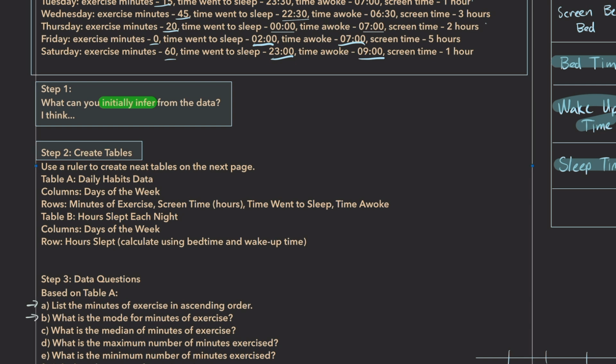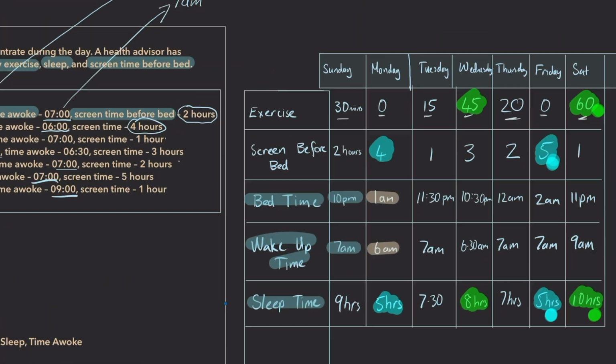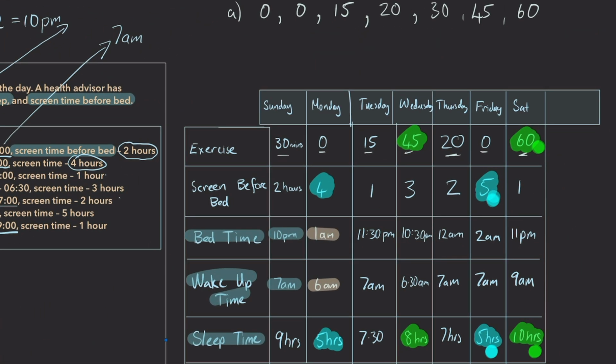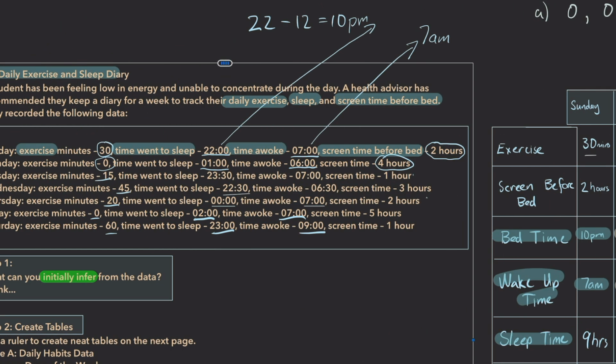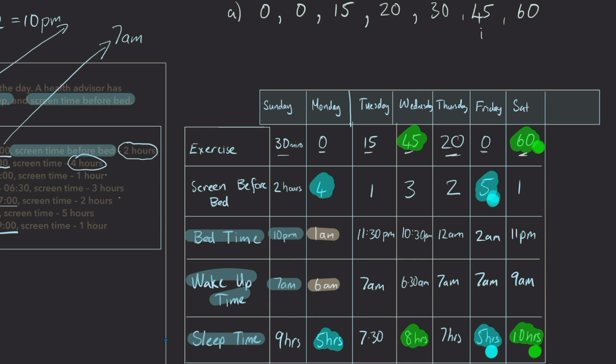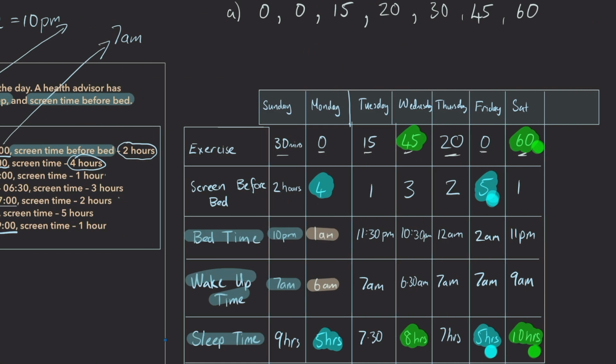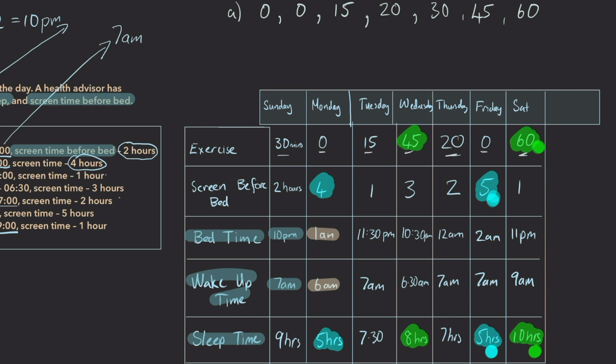Okay, the mode means the number that repeats or comes up the most times. Now we see 60. Oh, 60 only comes up once. Oh, sorry, 45 only comes up once. 30 comes up once, 20 comes up once, 15 comes up once, but 0 comes up twice. So 0 is actually our mode. So part B, the answer is mode is equal to 0, which means 0 is the number that comes up the most times.